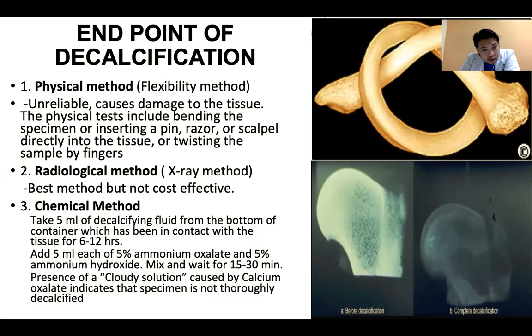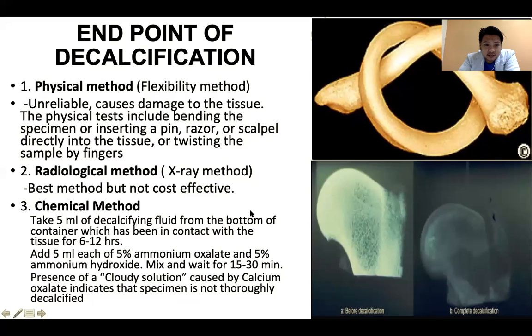Next is radiological method. So you are going to use X-ray. That's what you can see in the picture, class. This is yung hindi pa na-decalcify, di ba? So the white appearance on the X-ray film, class, is the bone. After decalcification, di ba, naglighter siya. Okay? Because the calcium is already removed from the bone. Wala na yung white portion. Ito naman yung physical. Okay? We're going to bend or prick the bone after decalcification.